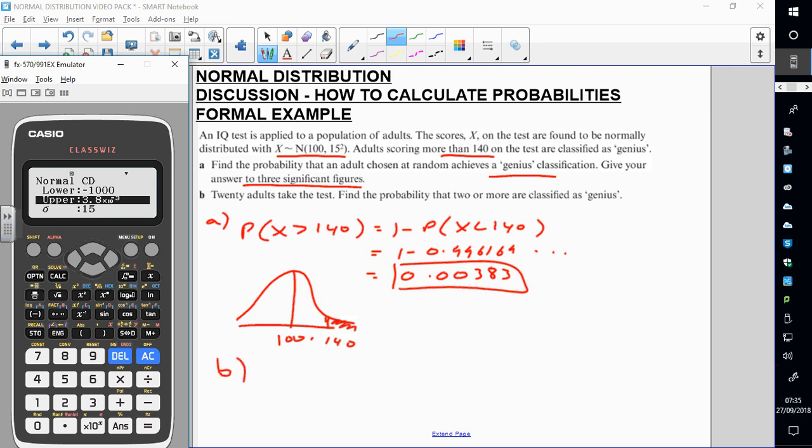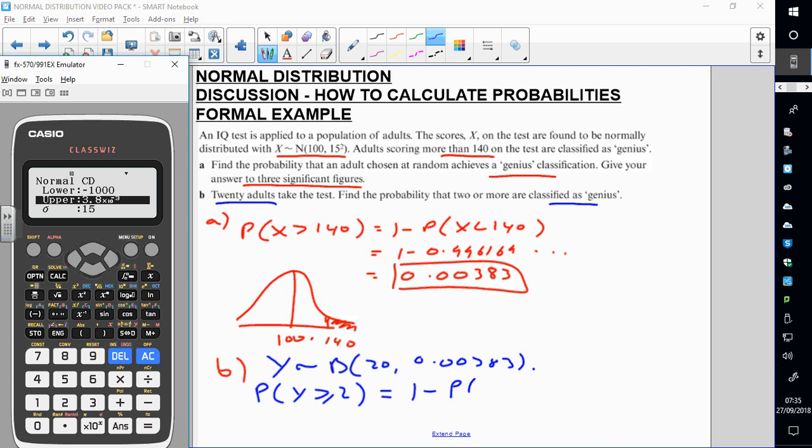And then part B is an extension to that, okay? It says 20 adults take the test, find the probability that 2 or more are classified as genius. Wow, now we've got 20 adults, we've got a finite number of trials. So Y is distributed, that's right, binomially with 20, and the probability of success is that you're classified as genius, so 0.00383. So if we want to find the probability that 2 or more, so that's greater than or equal to 2, are classified as genius, that's the same as 1 minus probability of Y less than or equal to 1.